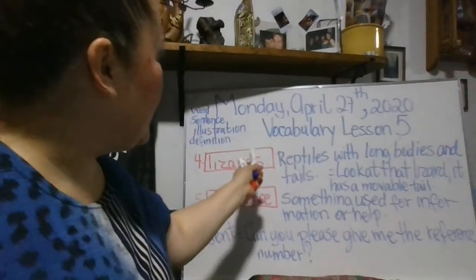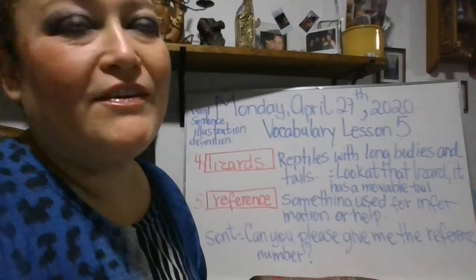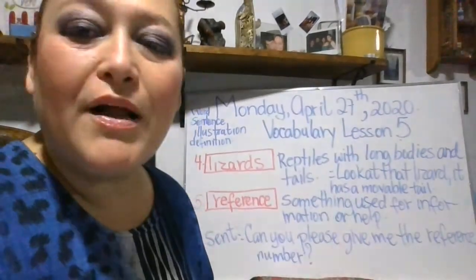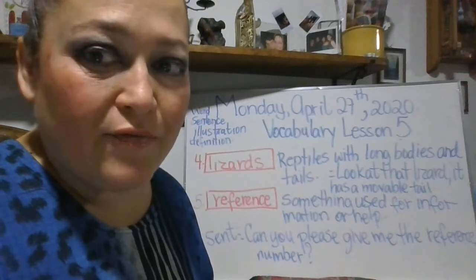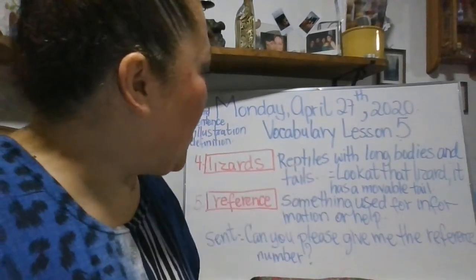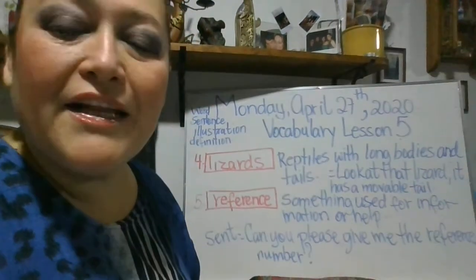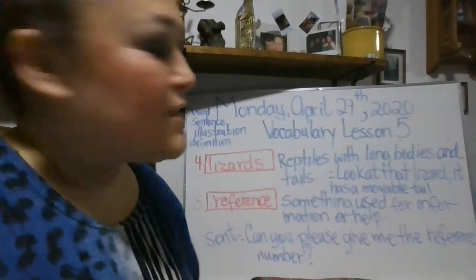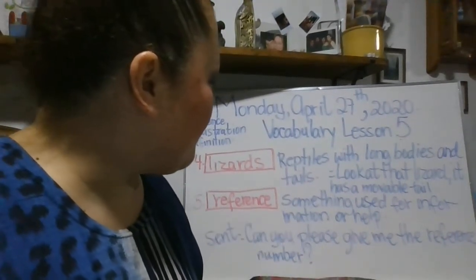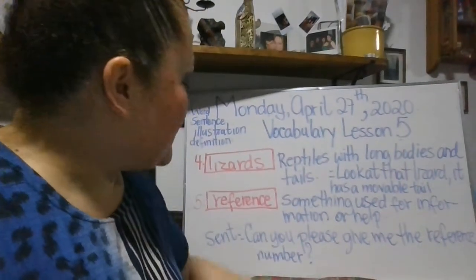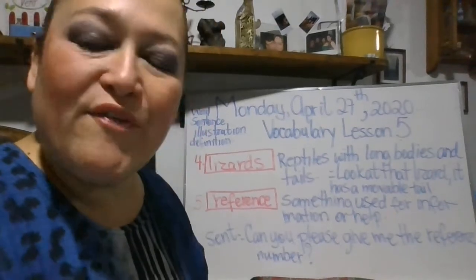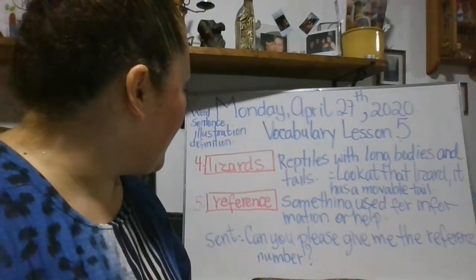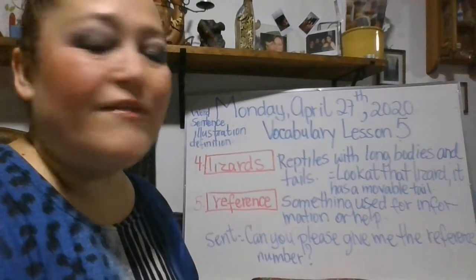Okay, we're back. And now it takes turn to lizards. In the story we're going to read about from lesson 5, they are talking about this type of animals. So here it says reptiles with long bodies and tails. Those are lizards. Look at that lizard. It has a movable tail. You can write that as a sentence. And reference, something used for information or help. That is a reference. And a sentence you can use is, can you please give me the reference number? It's something that gives out information. Okay, let's go on with our 3 sentences from vocabulary lesson 5.